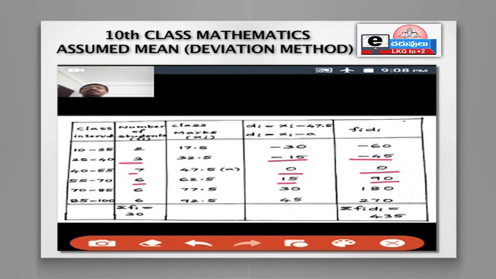Next, find f5 into d5. f5 is 6, d5 is 30. 6 into 30, 180. Next, f6 into d6. f6 is 6, d6 is 45. 6 into 45, 270.